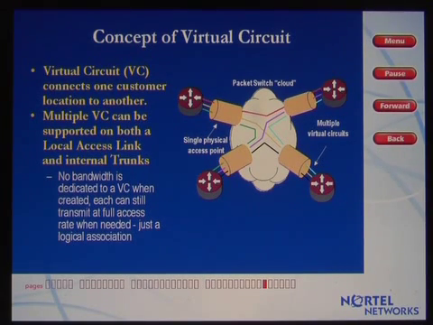The circuit is called virtual because, unlike circuits in a circuit switching environment, no resources are allocated to the circuit. Remember that packet switching networks are statistical multiplexing environments. There are two types of virtual circuits, permanent and switched. A permanent virtual circuit is usually provisioned by the service provider as part of the user's contract, whilst switched virtual circuits are signaled on demand by the user as and when he needs connections.